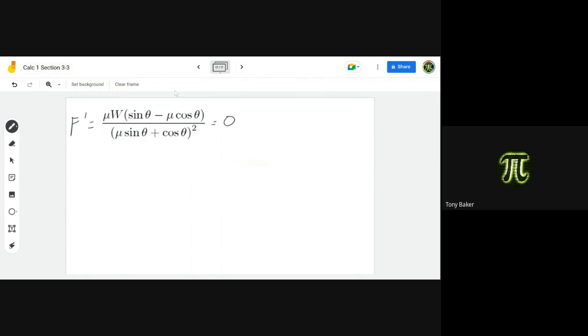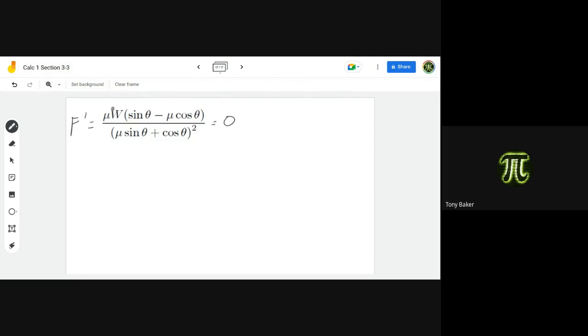So do I care about the bottom? No. First of all, the bottom can't be 0. If the bottom comes out to be 0, it doesn't exist. And if you're looking at these two, sine and cosine will never both be 0 at the same time, so that bottom can never be 0. Unless the coefficient of friction is 0, in which case it can be, but that would be weird. So we're going to assume this can't be 0. So the only thing I'm looking at is the top.